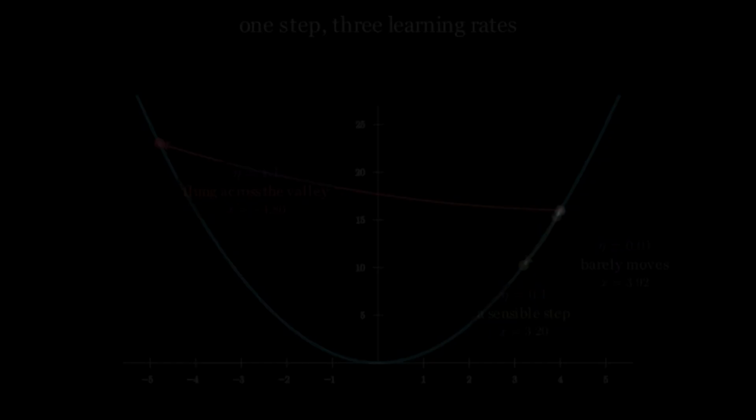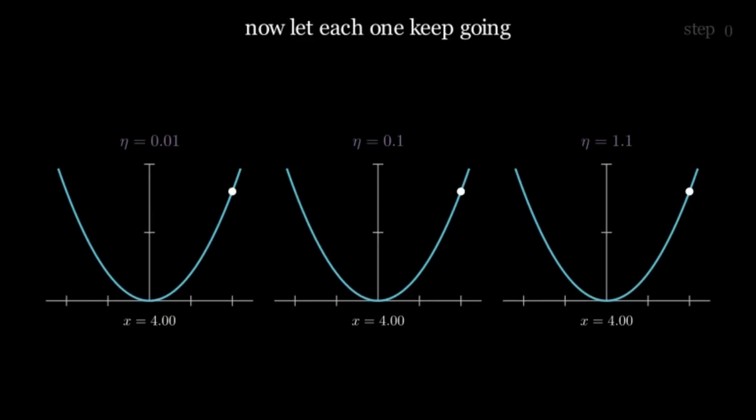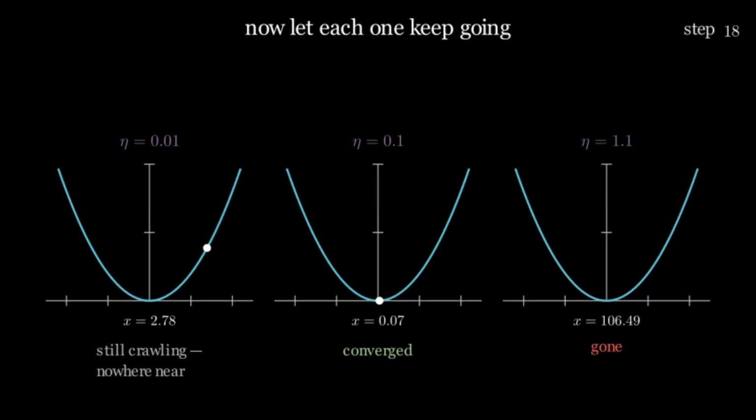So let's run all three. The small one is doing the right thing, just barely. 18 steps in, it is at 2.78. Still a long way out. It will get there eventually, but eventually on a real model can mean hours of wasted compute. The middle one settles into the bottom. Big strides while the curve is steep, smaller ones as it flattens, and it has arrived.